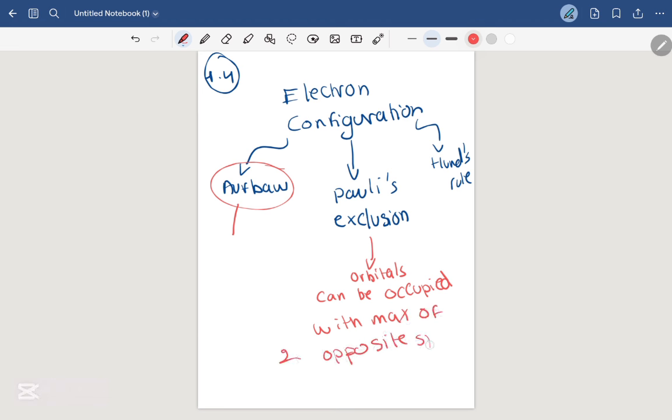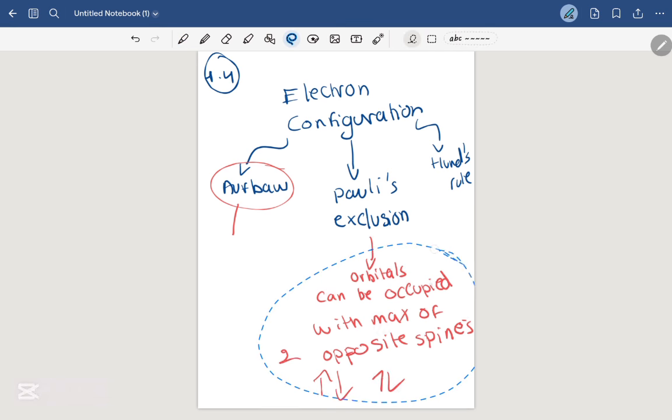So Aufbau states that electrons tend to occupy the lowest energy orbital first, whereas Pauli's exclusion states that orbitals can be occupied by a maximum, with no exceptions, of 2 opposite spin electrons, meaning it's either like this and like this, or like this and like this. So we finished with this. Let me get rid of this now. Goodbye. Now, the last thing we have is Hund's rule.